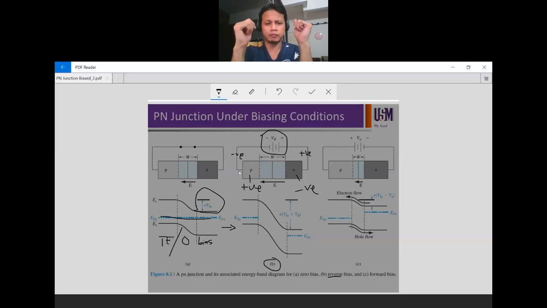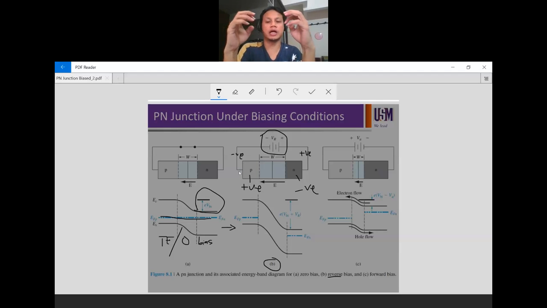N-type is connected to positive. Positive and negative attract. So the electrons, as the majority carrier in the n-type, are attracted towards the end of the connection. So when they are attracted, they are moved away from the depletion region. Dia ditarik ke tepi. Dia tak di-push ke tengah. Dia ditarik ke tepi. Right?